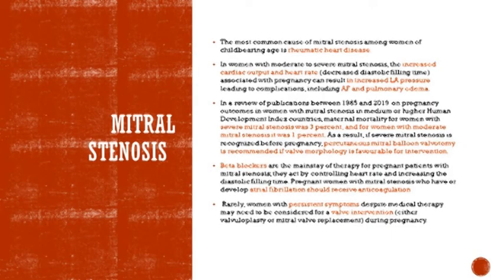The most common cause of mitral stenosis amongst childbearing age women is rheumatic heart disease. In women with moderate to severe mitral stenosis, the increased cardiac output and heart rate associated with pregnancy can result in an increased left atrial pressure, leading to complications such as atrial fibrillation and pulmonary edema. In a review of publications between 1985 and 2019 on pregnancy outcomes in women with mitral stenosis, maternal mortality for women with severe mitral stenosis was 3%, and for women with moderate stenosis was 1%.